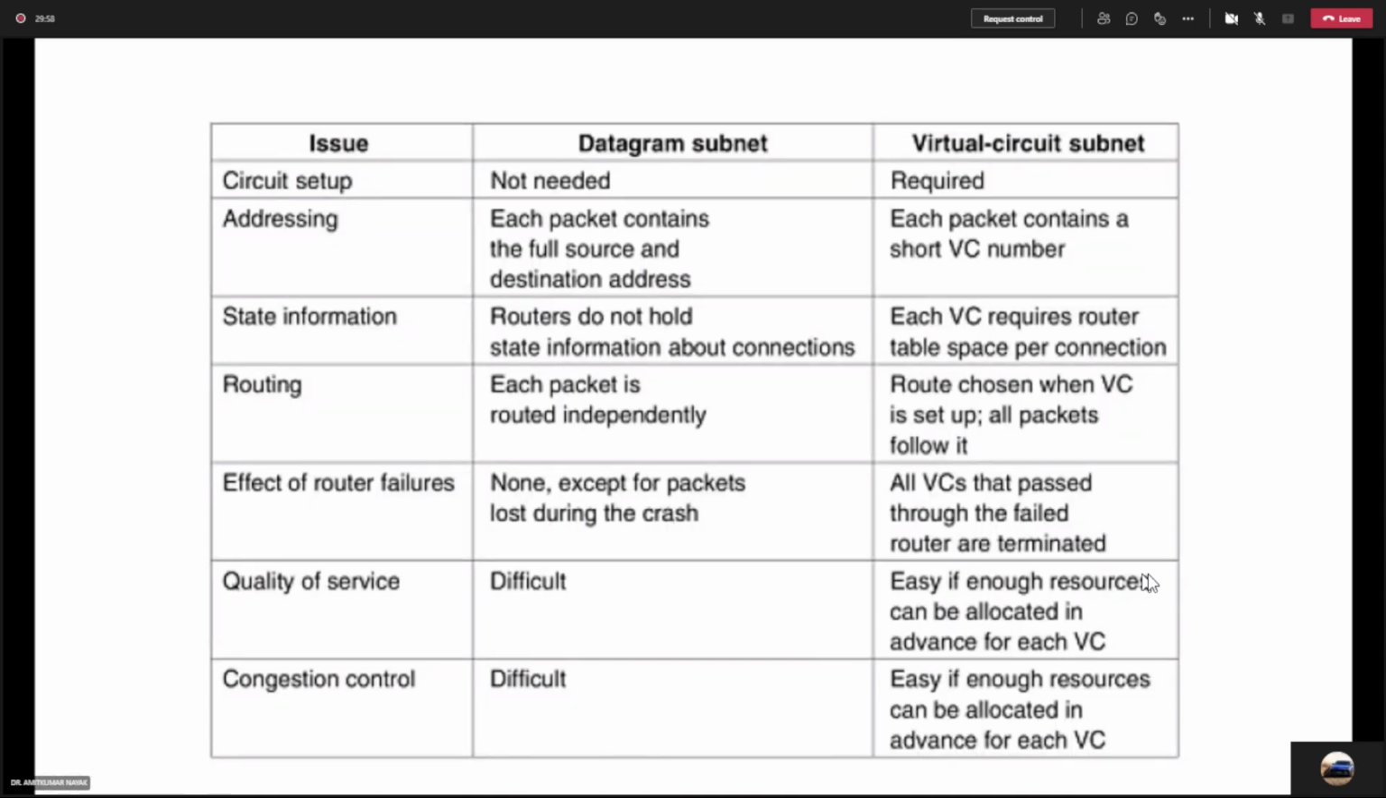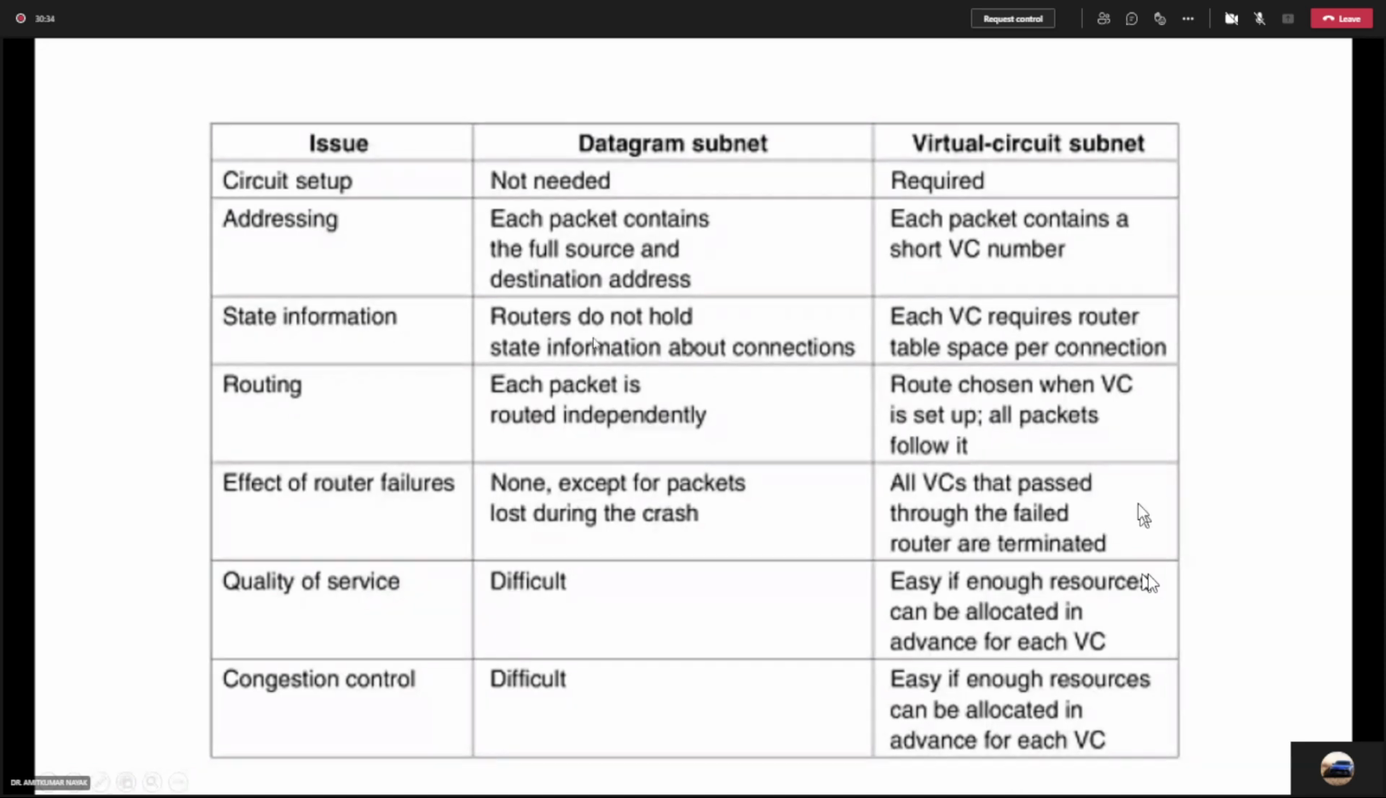Right now you have to remember that in connection oriented communication between sender and receiver, one logical link will be created, and that link will have one identity number, and that number is known as the VC number, virtual circuit number. That is what you have to remember right now. In datagram subnet, full source and destination address, it means the sender's IP address and receiver's IP address, is enough in connectionless communication. Third issue is state information.